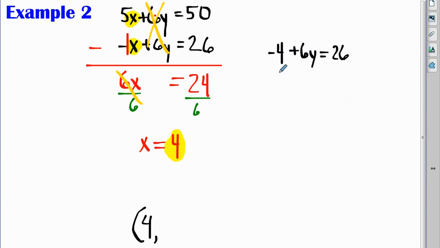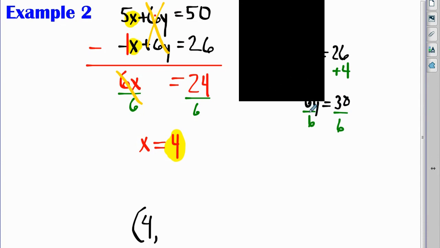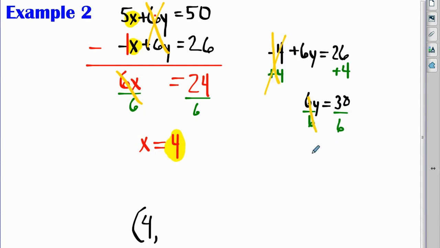All right, so this one's kind of nice. Just have to do 2 steps here. So next step would be to get rid of this negative 4, so we're going to add it to both sides. Those make 0, so they cancel out. So then you still have 6y equals, that makes 30, and dividing by 6 on both sides, we get y equals 5. Right, 30 divided by 6. And that is the y coordinate of our solution.